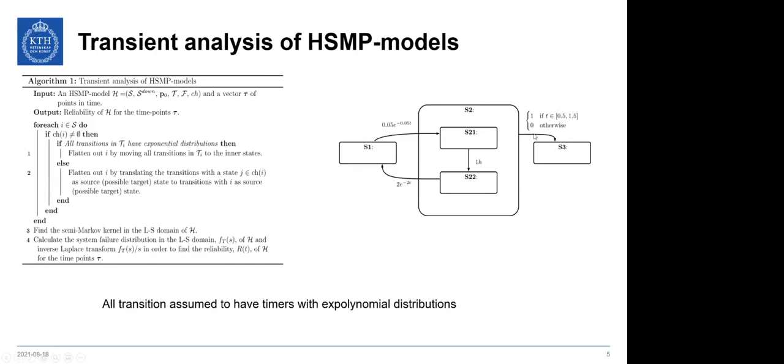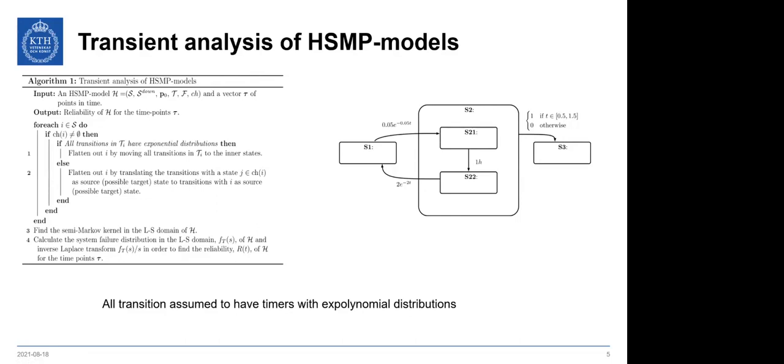In the easiest case, all transitions with S2 as origin, which is only this one, have exponential distributions. In that case, it is quite simple to just move these transitions. We need to duplicate this transition and put one of them with S21 as origin and one of them with S22 as origin. Then we can remove S2 and are left with S1, S21, S22, and S3. So that's the simplest case of solving it.